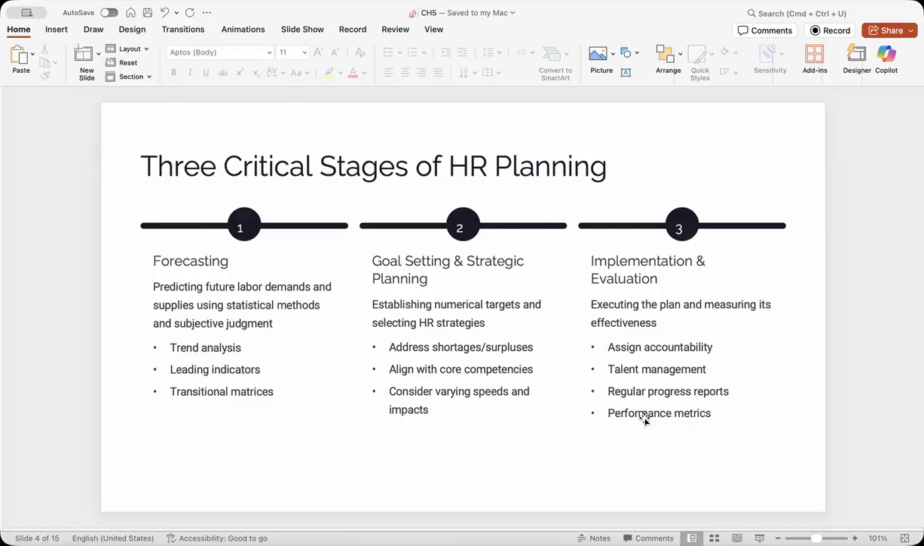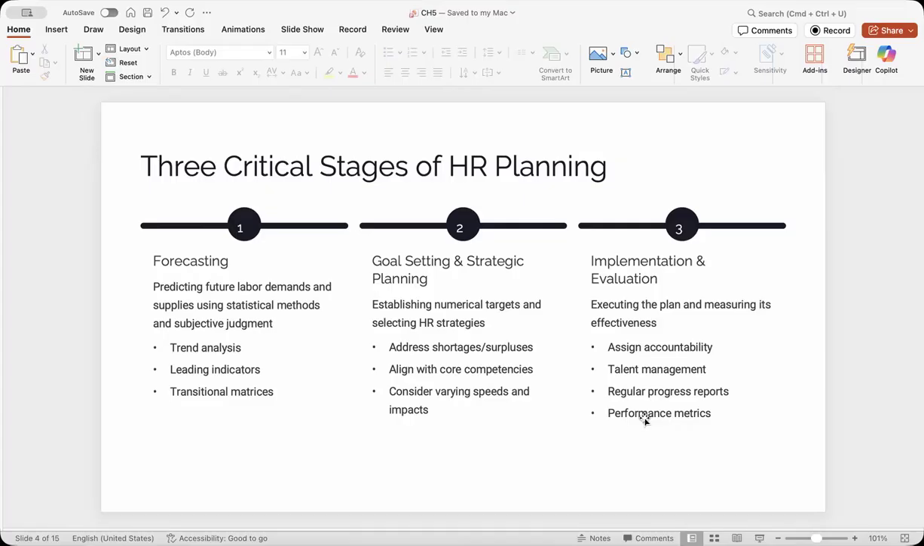Goal setting and strategic planning. We need to understand how many people we need to hire. Do we have new products coming out? Do we have a new facility we need to staff? Do we have a new marketing campaign that's going to require us to hire new salespeople? All those things. Do we have enough people?